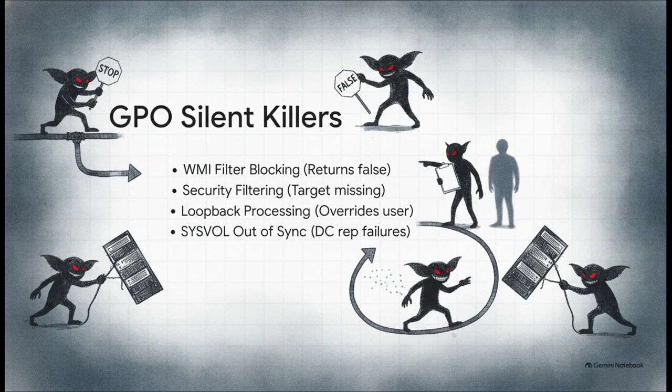Number 1 is WMI filter blocking. If you attach a WMI filter and it evaluates to false on the target machine, the policy just silently skips applying. 2. Security filtering. If you scope the policy to a specific group, but your target user or computer isn't actually in that group, again, it skips. 3 is loopback processing. This one is super sneaky. It's where computer-side settings completely override user GPOs, so always check those computer policy settings. And 4, SYSVOL out of sync. If file replication is failing across your domain controllers, your GPO settings are going to differ depending on which DC the client happens to authenticate against.